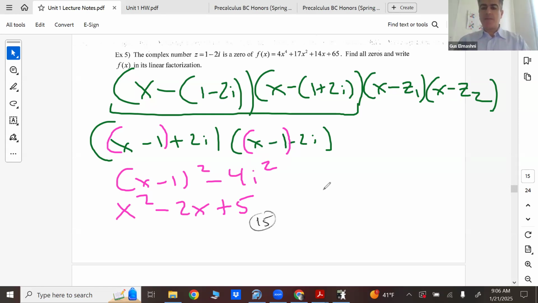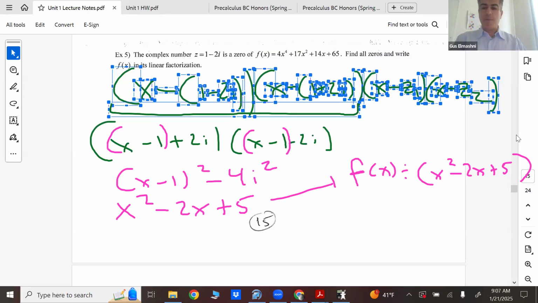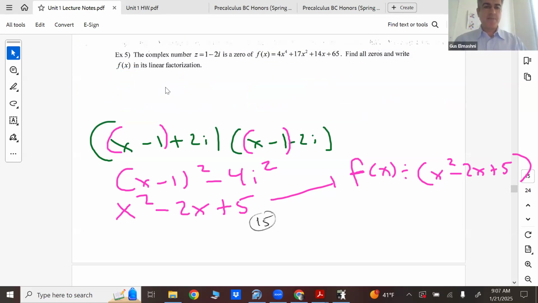Now what I'm going to do is f of x divided by that. Now, if I do that, you could do polynomial long division, or use my box method, whichever way you like. I'm using my box method because that's what I want to do. But if you want to do long division, go for it. But I'm going to do the box method instead.